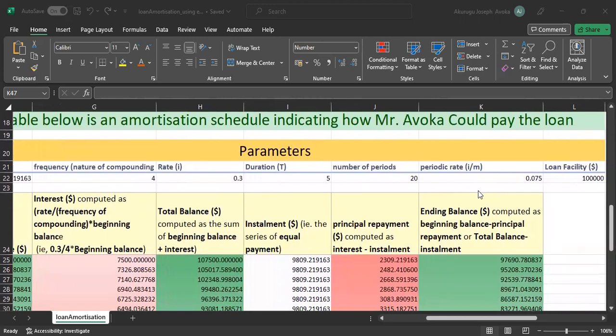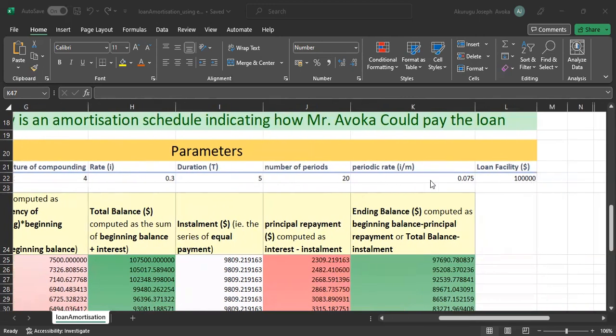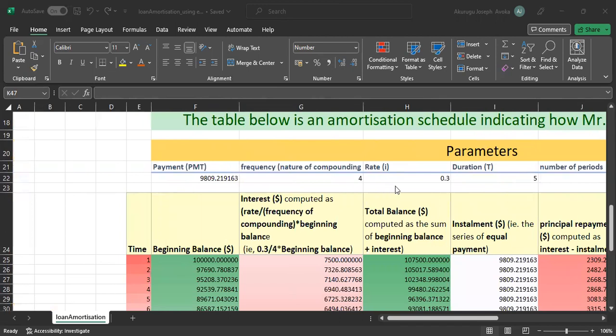The 9,809.2, yeah, that's what the person is going to be paying. Then we need to get the equivalent periodic rate, which is usually obtained by dividing the rate by the nature of compounding. Then we get 0.07. Then we have our loan facility. What is now left is to calculate our payment.